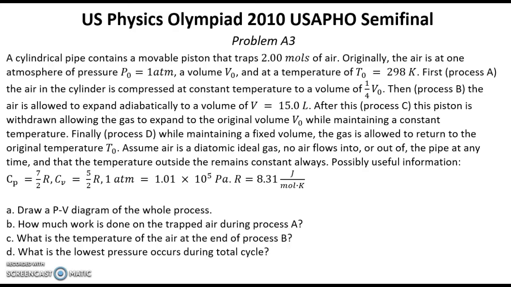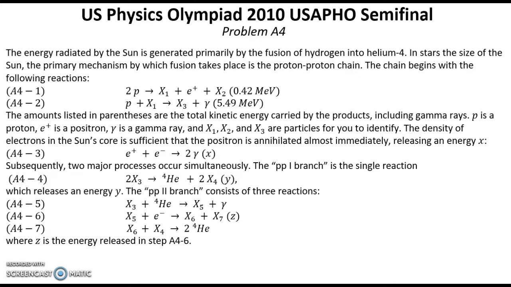Questions. Question A. Draw a PV diagram of the whole process. B. How much work is done on the trapped air during process A? C. What is the temperature of the air at the end of process B? D. What is the lowest pressure that occurs during the total cycle?